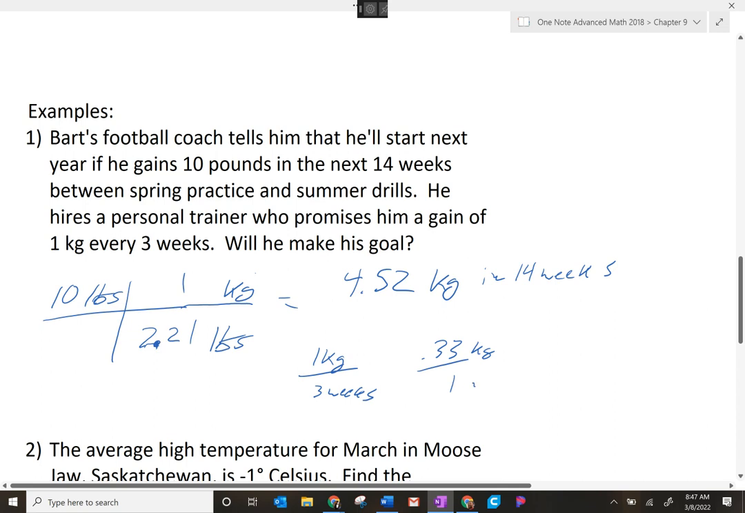He's literally only getting 4 pounds. In 1 week. So I'm going to take this thing here. I'm going to take this 0.33 kilograms that he's gaining per week, which is what his trainer is saying, and I'm going to multiply it by 14 to see if he's going to get to this level here. No. So I'm going to take 0.33 times 14. He will gain in 14 weeks.